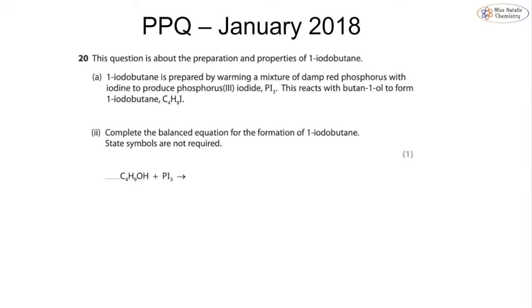Now this may look at first glance quite confusing, but actually all the information that we need is in the question. So we know that we're going to form C4H9I. We have our other product. Well, the other product is going to be the phosphorus reacting with the oxygens and the waters that are being removed from the alcohol here.